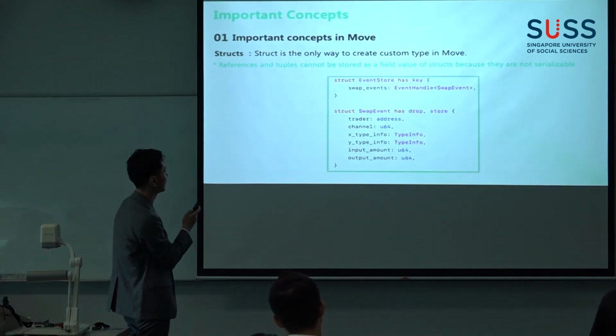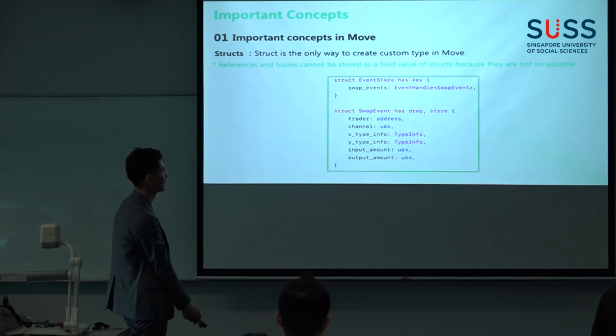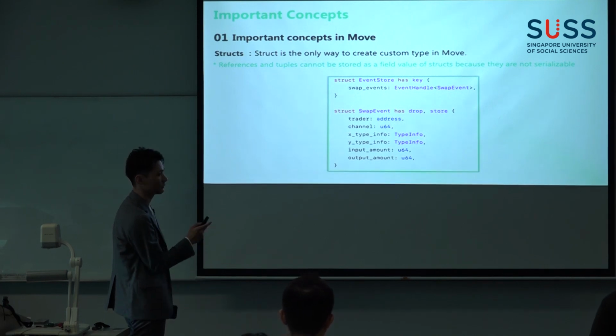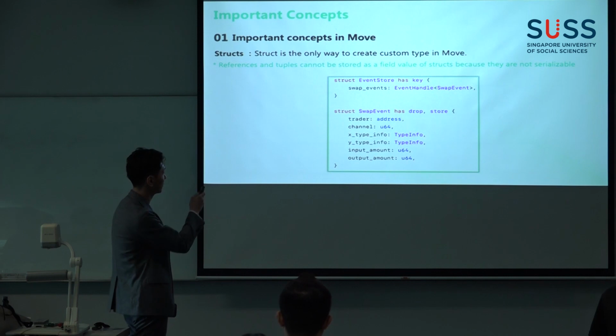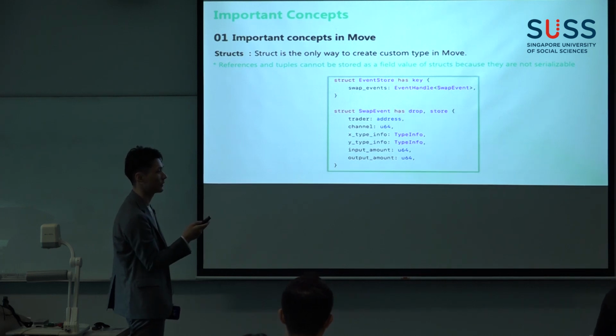Remember, references and tuples cannot be stored as a field value of structs, and unlike Solidity, recursive structs are also not allowed. So why are they not allowed? Because Move is a formally verified language, and the bytecode verifier needs the input to be all serializable. But if you have a field of tuples or references, they are not serializable, and the Move bytecode verifier will not be able to function.